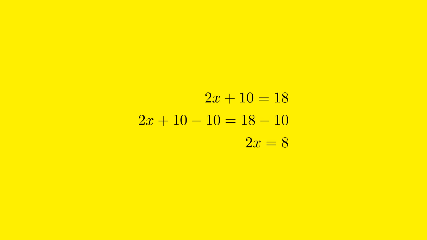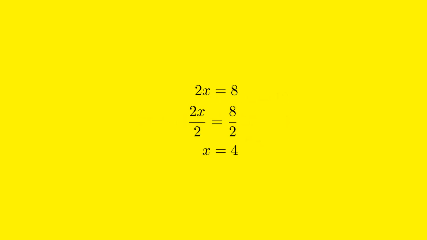So now we have 2x equals 18 minus 10. We subtract 10 from 18 on the right side, giving us 8. This simplifies our equation to 2x equals 8. In this step, we have altered the original equation by subtracting 10 from both sides, which helped us get closer to isolating the variable x.